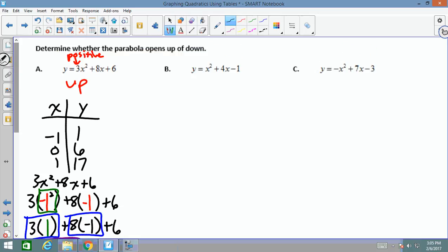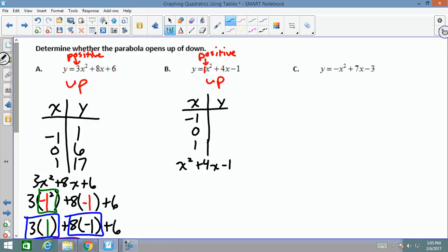Okay? So the next one. Again, to determine if it's up or down, look at the number in front here. Remember, there's an imaginary 1. That 1 is positive. So that means this is going to open up. Make ourselves our XY chart. Again, -1, 0, and 1 are the 3 easiest numbers to do. So let's do the first one. Okay, so it's going to be 1 squared.